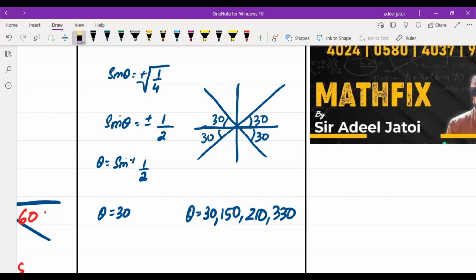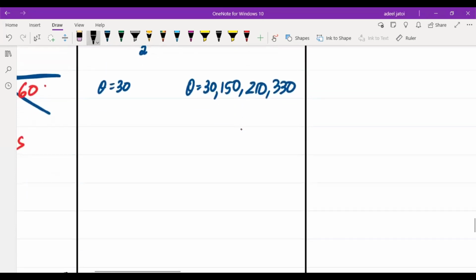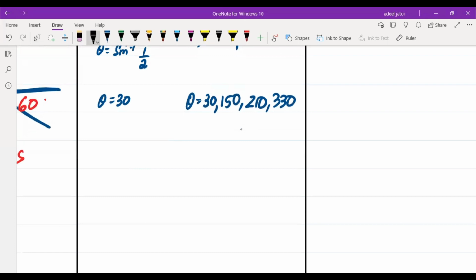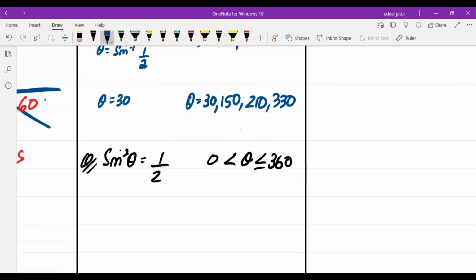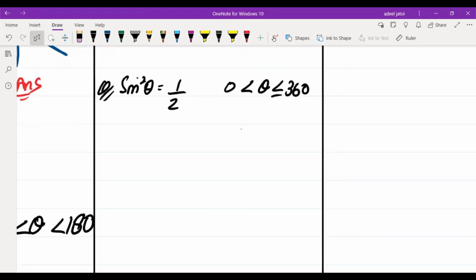Now, with the same type of question that we initiated in the first place, sine square theta is equal to 1 upon 2. Let's reflect that theta is still greater than 0 and less than or equal to 360. So what will be the way going forward? This should be sine theta is equal to under root 1 upon 2, again plus and minus.